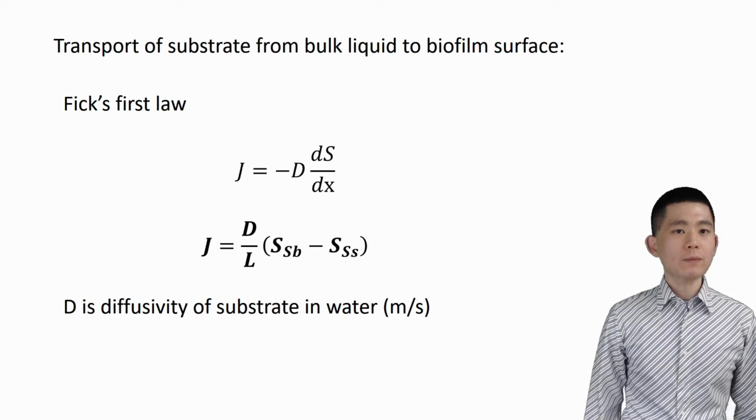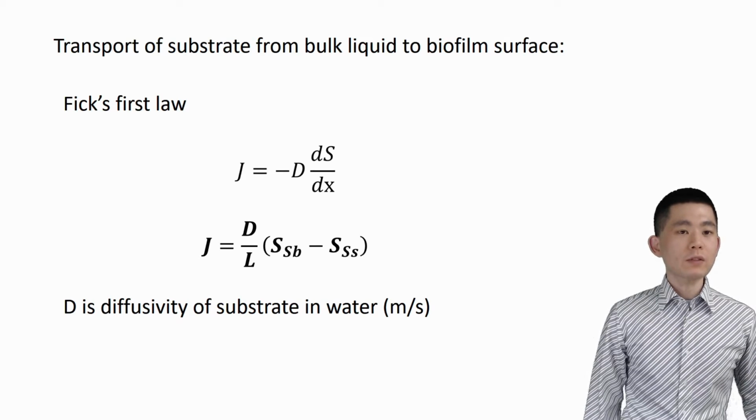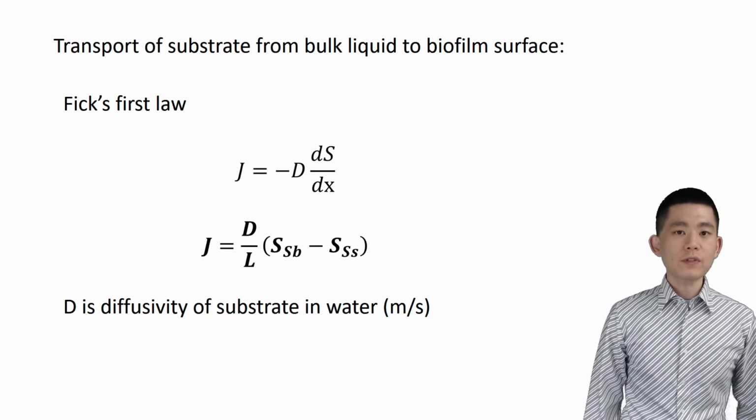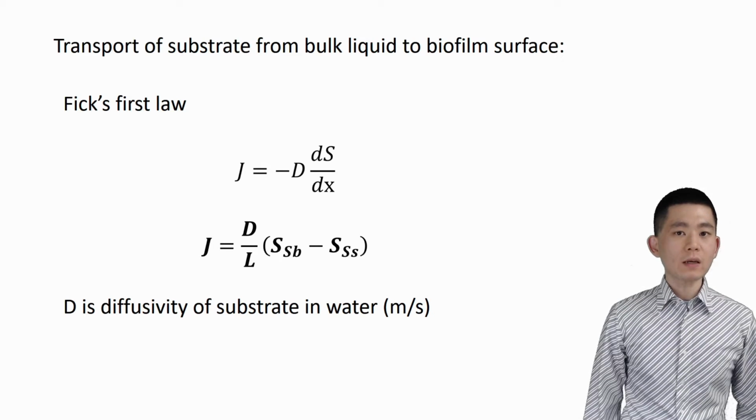Flux can be described by Fick's first law. It is the diffusivity times the concentration gradient. Diffusivity essentially indicates how fast the compound travels through a media through diffusion.